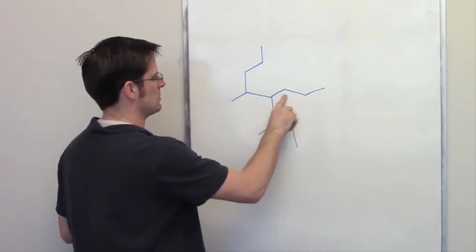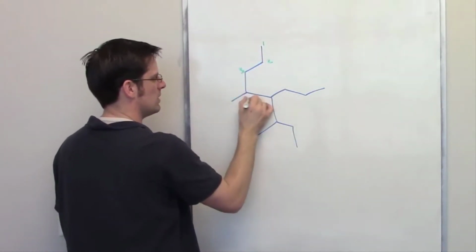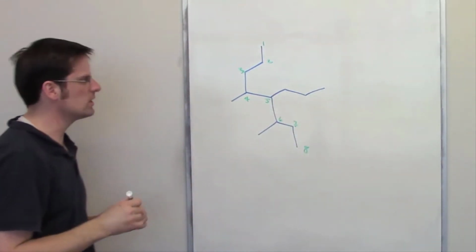I'm going to go ahead and wipe those numbers off. What if I start numbering up here? 1, 2, 3, 4, 5, 6, 7, 8. Yeah, that's longer.